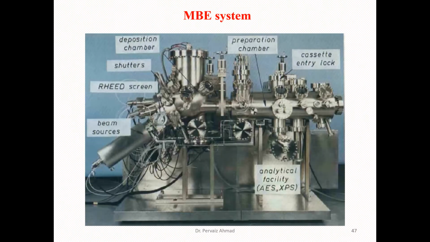So the typical photograph of the molecular beam epitaxy system, you can see it here. This is the typical structure of the molecular beam epitaxy. Here you can see this is the deposition chamber. This is the shutter, and these are basically the RHEED screens where you can observe the depositions. This is the beam source. This is the preparation chamber, the big drum-like structure, and this particular part is called the cassette entry lock.